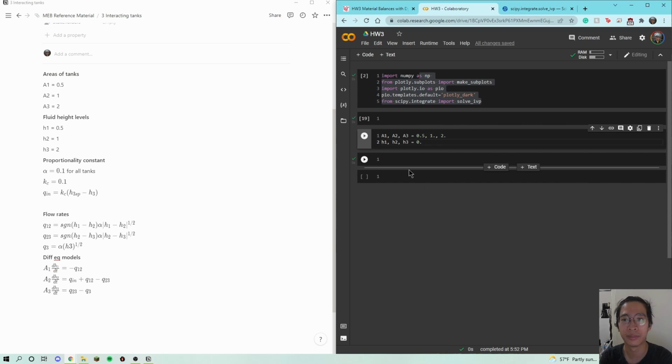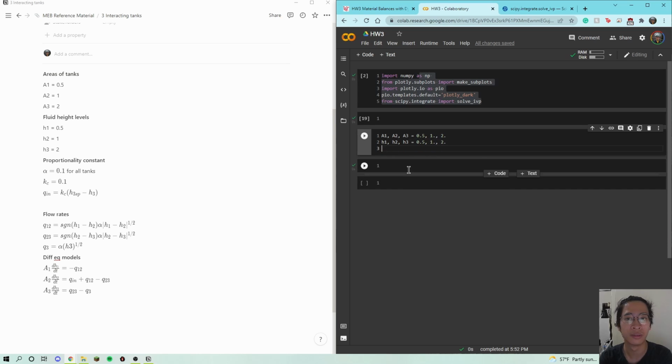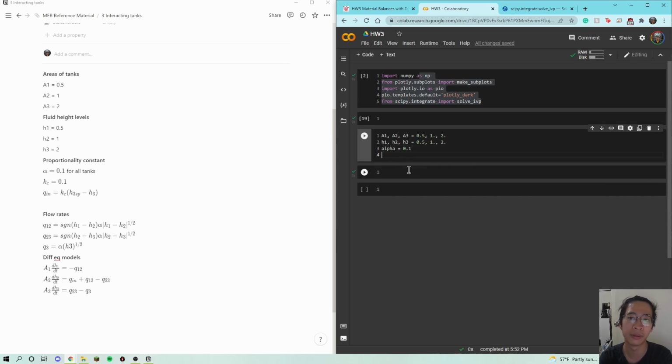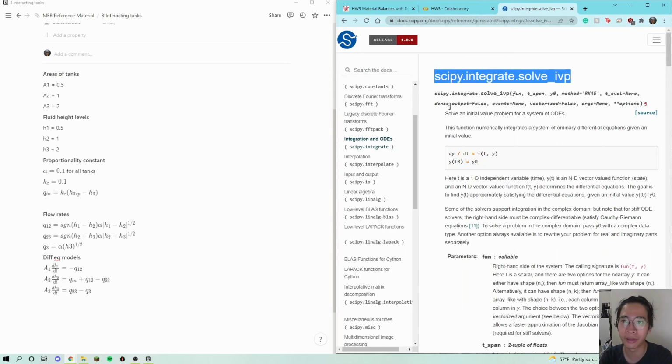0.5. That should be 5. 1, 2. Okay, and alpha is equal to, it's always equal to 1. There's no different versions of alpha. Okay? And I'll also take this moment to quickly speak about the SciPy integrate function.